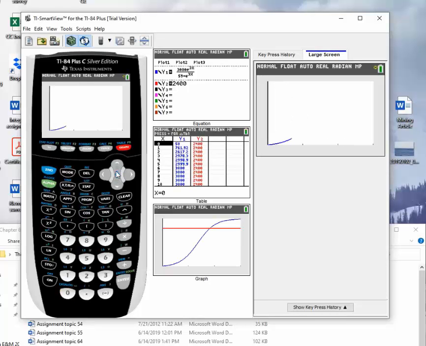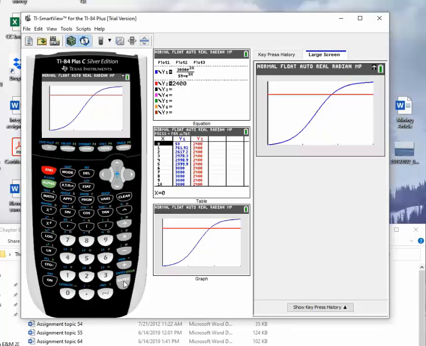So this is my logistic differential equation. And it's kind of nice to see the graph on the calculator as well of what my logistic differential equation looks like. And it looks like I did it right because it's reaching that carrying capacity perfectly. There's a 2400 coming across.